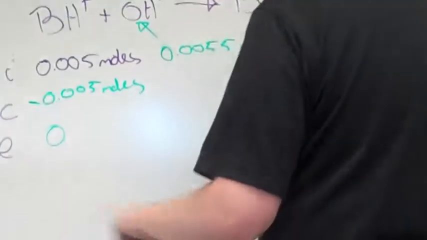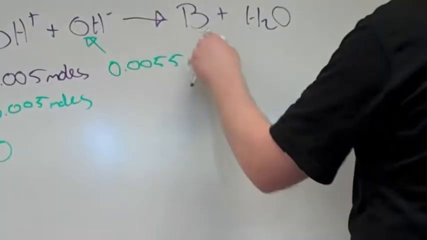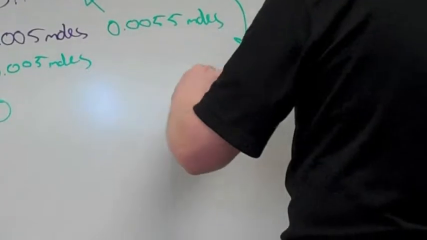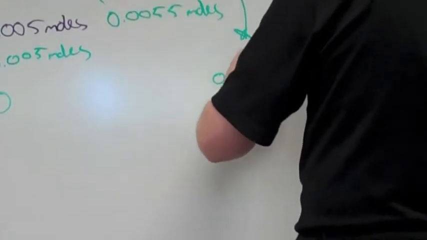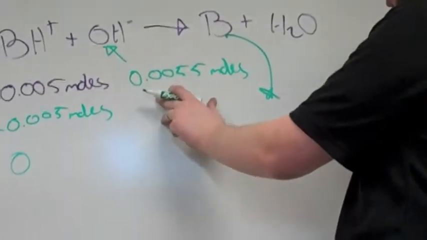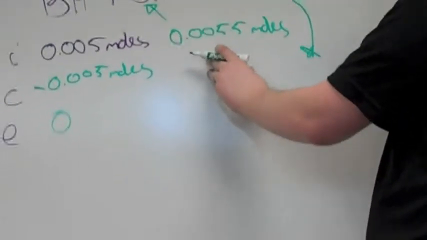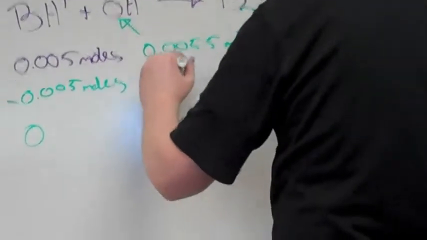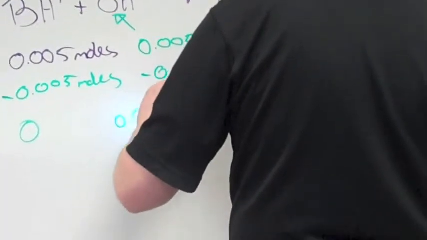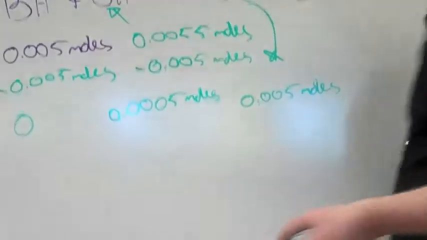So the change here is going to be minus 0.005 moles. And then at the end we're going to have 0. As this is consumed, we're also going to produce the base over here, the aniline. We're going to produce 0.005 moles of the aniline. But we're also going to have left over some of the excess sodium hydroxide that was added. The change here is going to be negative 0.005 moles. And then at the end, we're going to have 0.0005 moles of this left.